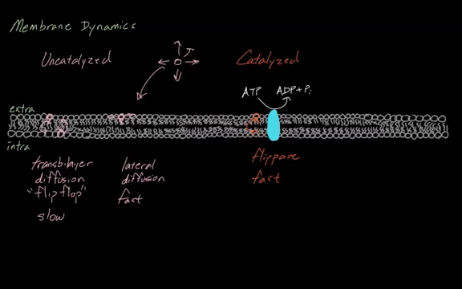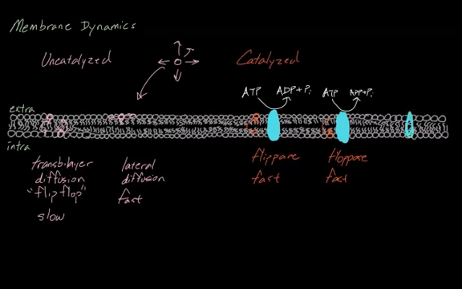And the next one we have, again, also uses a catalyst. So we have another protein. And this particular protein is called floppase. And floppase also uses ATP. Now, what floppase does is it actually brings a phospholipid on the inner leaflet to the outer leaflet. So it does the opposite of what flipase does. And again, this is also pretty fast because it uses a catalyst.